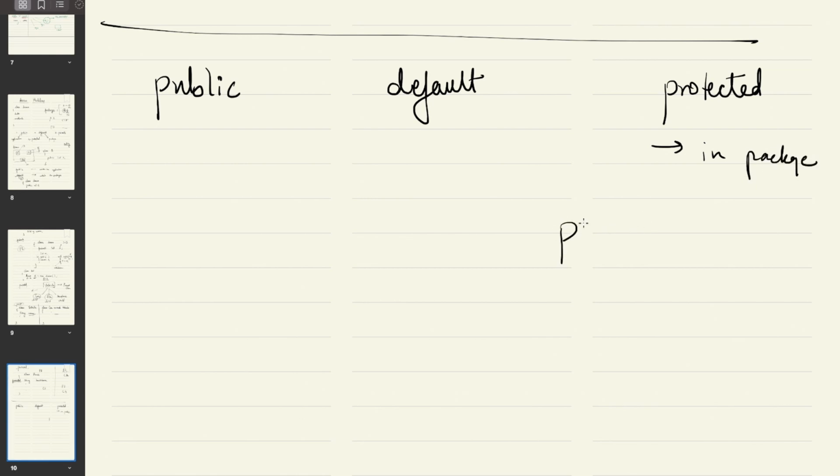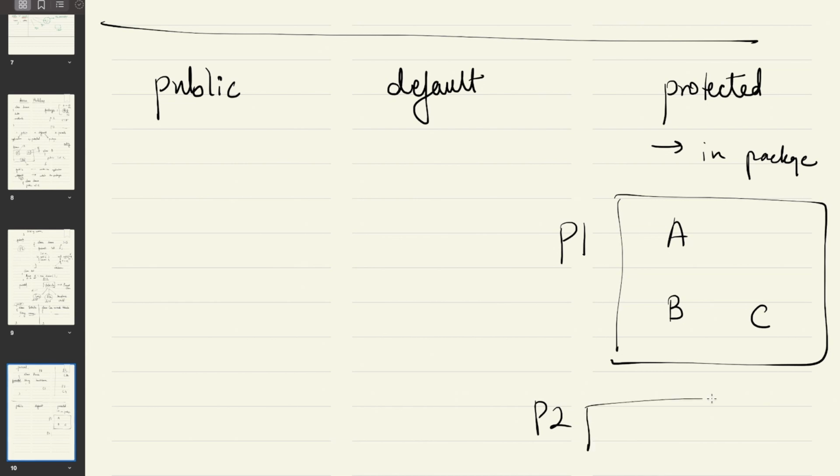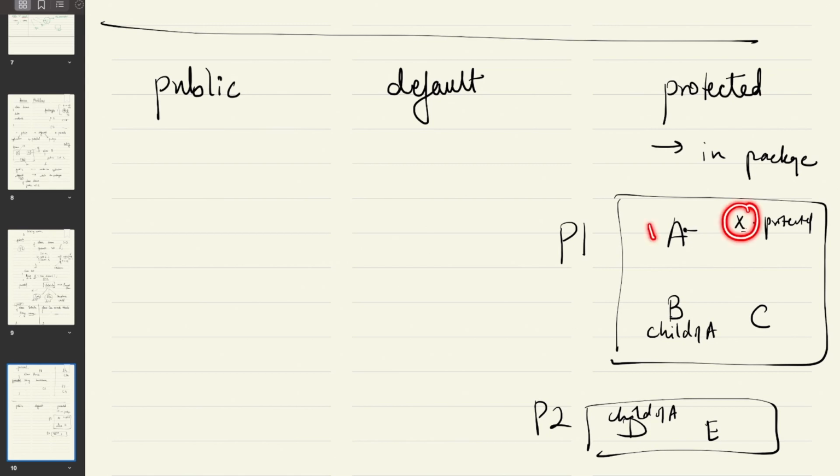Suppose I have a package P1, with class A, class B and class C which are part of P1. Let's say P2 is another package which has class D, and let's say E. Let's say B is a child of A, and D is a child of A. Inside A, there is some member, let's call it X, which has protected access. Because this is protected access, this X data will be accessible obviously by class A. Will it be accessible by class B? Yes, because obviously B is a child of A.